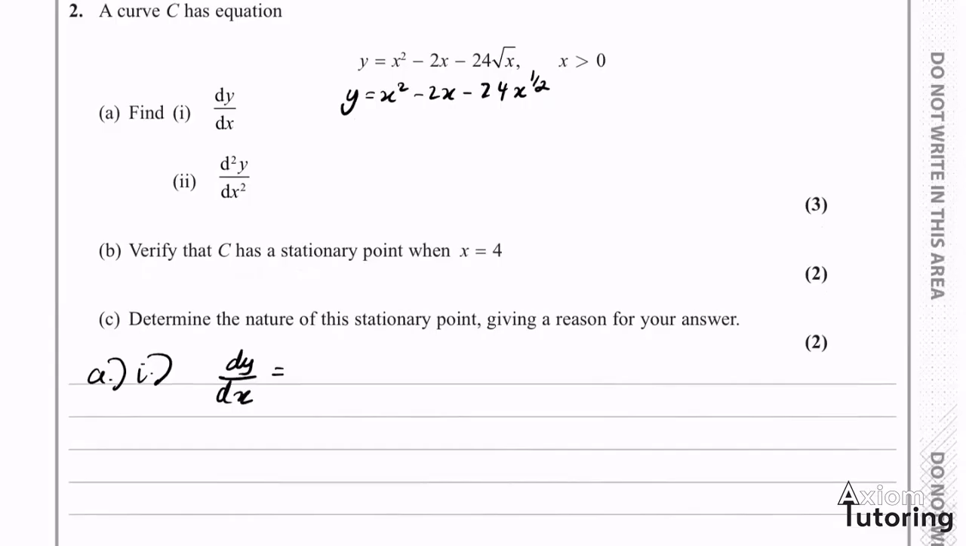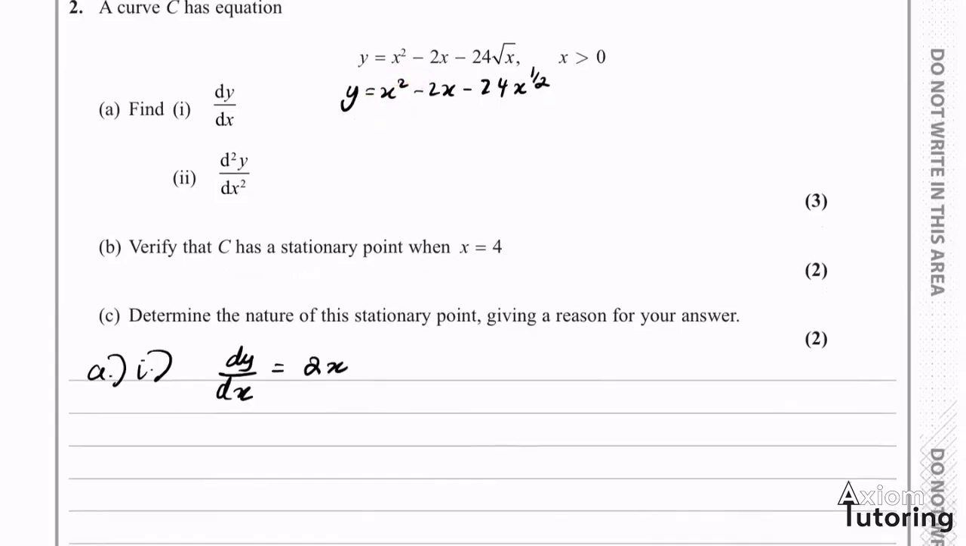So if we differentiate it term by term, x squared differentiates to 2x. So we're just bringing down the power in front and then minusing 1. So we get 2x. And then if we differentiate minus 2x, we just get a constant value of minus 2. So it's just the coefficient value. And then if we differentiate minus 24x to the power of a half, we're bringing down a factor of a half, multiplying it by the coefficient of x to the half, and then we're taking away 1 from the exponent.